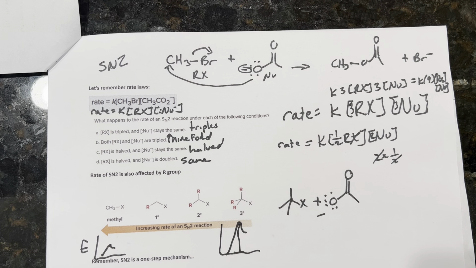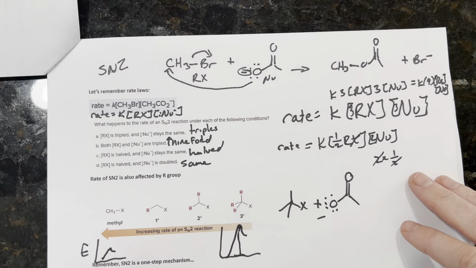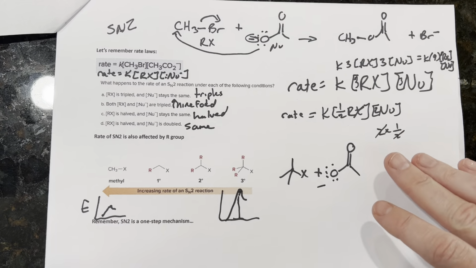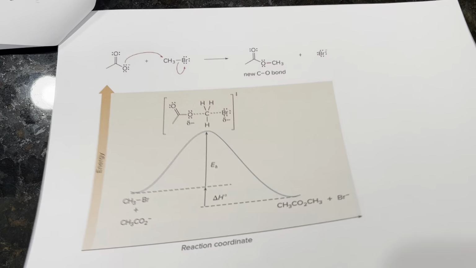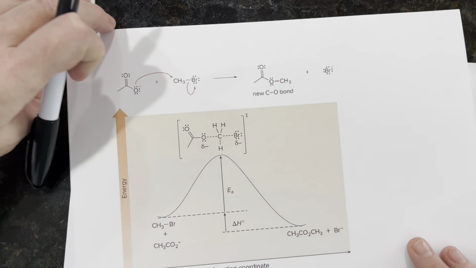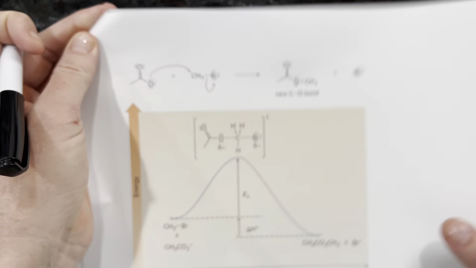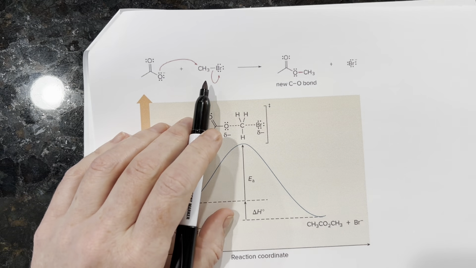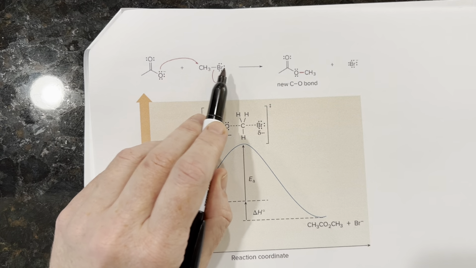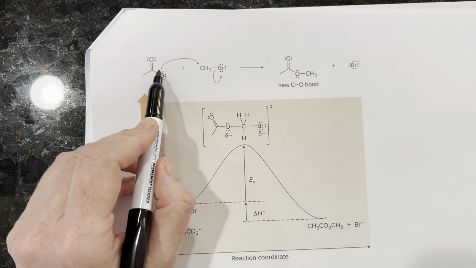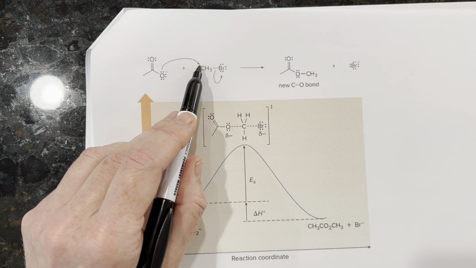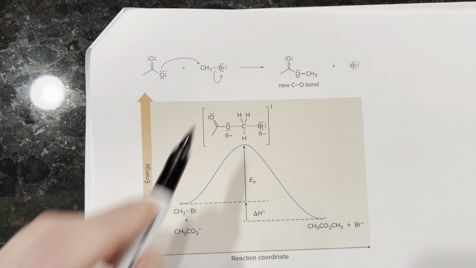Okay, so remember that SN2 is a one-step mechanism. Okay, so everything happens at one time. Let me give you that example. Let's look at this mechanism we just did again, just kind of flipped around. So here we have our RX, and these electrons come and hit that carbon and push that bromine off.